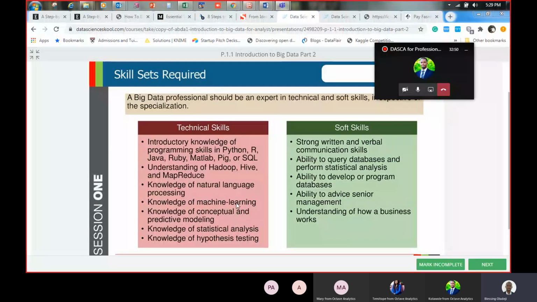Then beyond that, there are some soft skills that are required as a data scientist or as a big data professional. And one of them is you need to really know how to communicate data in a way that a layman would understand. Because yeah, you might be writing Python and SQL code, or you may be writing demand forecast or random forest. You may be writing decision trees.